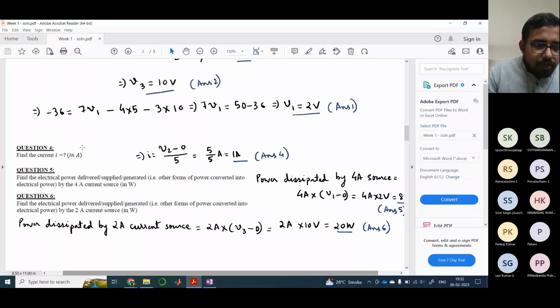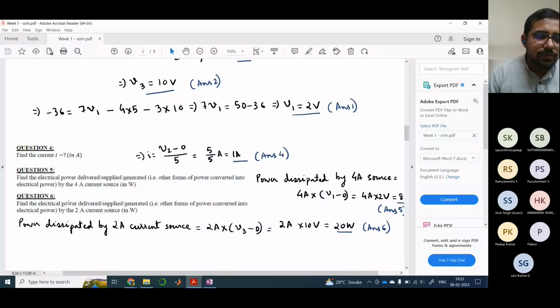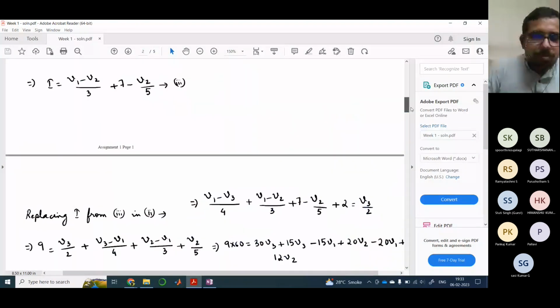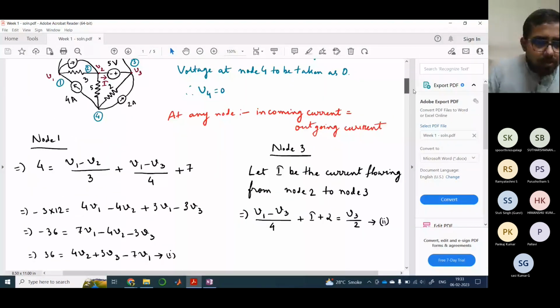Now in question 4, they have asked us to find out what is the value of I. Now these three questions are very direct questions because you have solved the lengthy part. You will just have to replace some values here and there and you will get it. So what is this current I? We need to go back and look at the circuit, right? So this is my I.